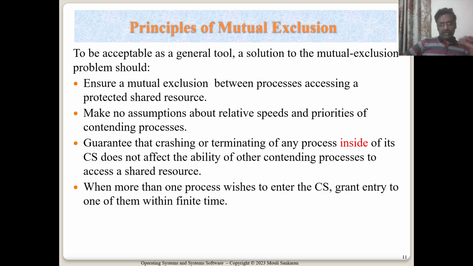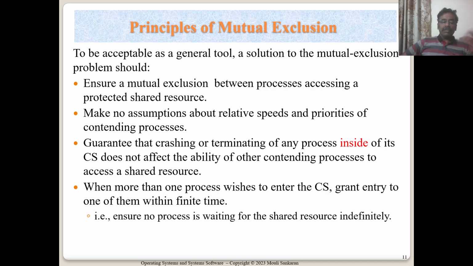Okay, other waiting processes I'm talking about. When more than one process wishes to enter the critical section, you have to make sure that they get the chance to enter the critical section within a finite time. Though it is software dependent and application dependent, we need to make sure, as an OS, to have a fair mechanism so that entering the critical section happens within a finite time. So it's not that they are waiting indefinitely for a shared resource. So what are the design requirements?